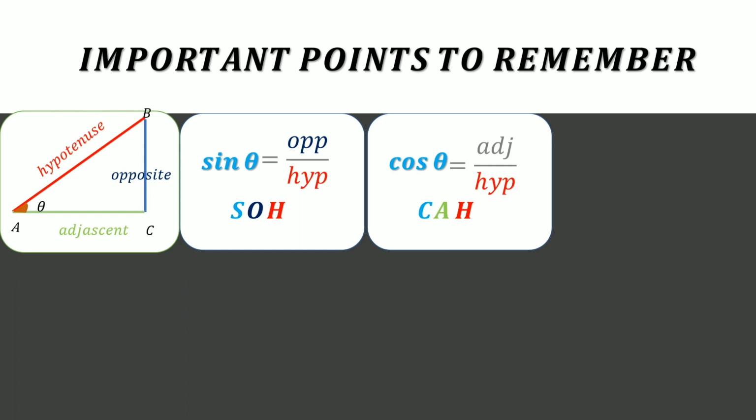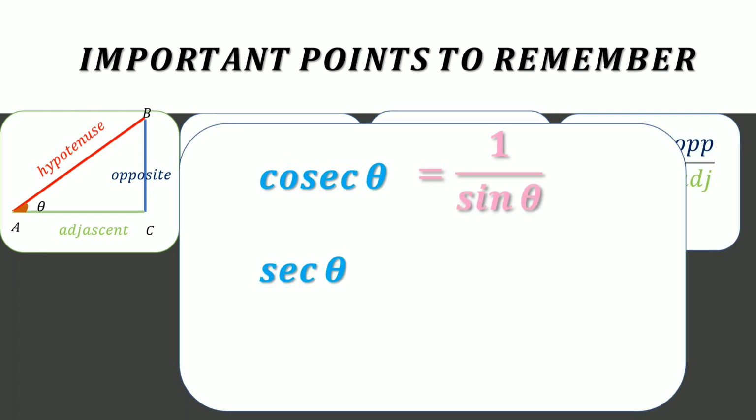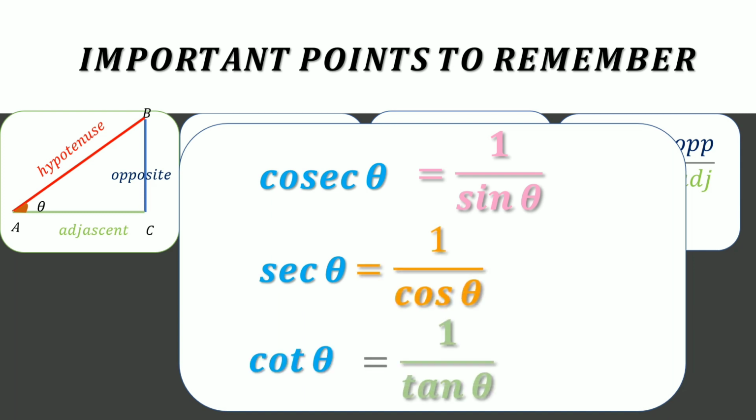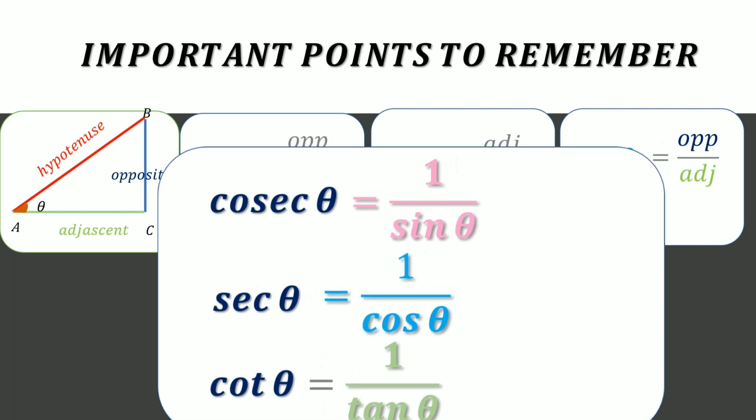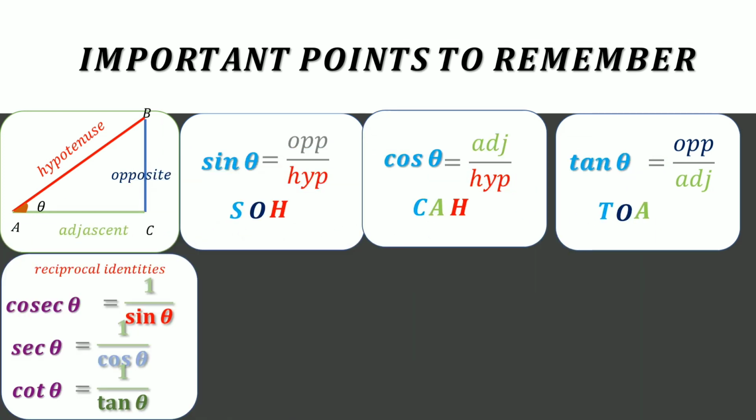Then what about the other 3? Cosecant theta is equal to 1 by sin theta, secant theta is equal to 1 by cos theta, cot theta is 1 by tan theta. These are known as reciprocal identities.